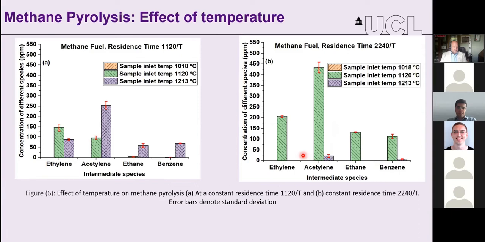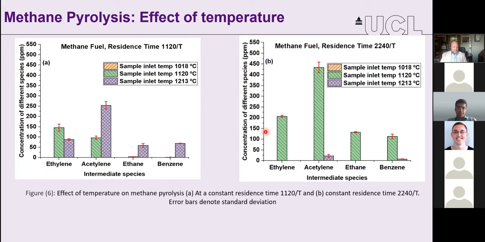Figure 6a shows that as the temperature increases, the concentration of acetylene, ethane, and benzene increases, while the concentration of ethylene decreases. It can be observed from this figure that the ratio of acetylene to ethylene increases with increase in temperature. At a temperature range of 1018 to 1120, ethane and benzene were not detected. It is suggested that to see ethane and benzene at lower residence time, a temperature higher than 1120 is needed.